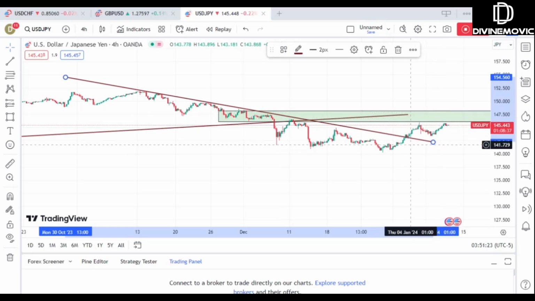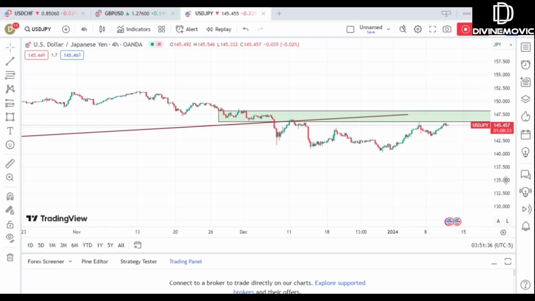But I'm not going to say the price is bullish or bearish at this moment. I'm simply going to wait for price to get to this point before I know what to do and what not to do. Now, because I'm not a trend line trader, what I'm going to simply do is work out my market structure.